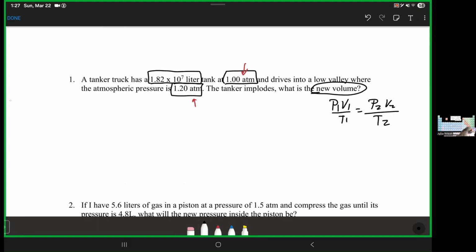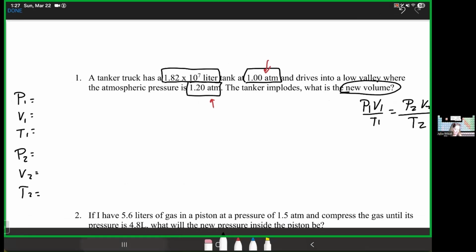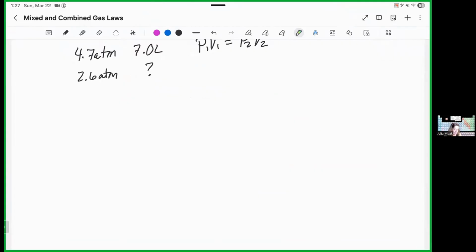Okay, and I'll go ahead. I'm just going to do the whole thing over here. I'm going to write all of those things down just like I did with the ideal gas law. Okay. Oh, hold on. I'm going to pop back over here for a second real quick.